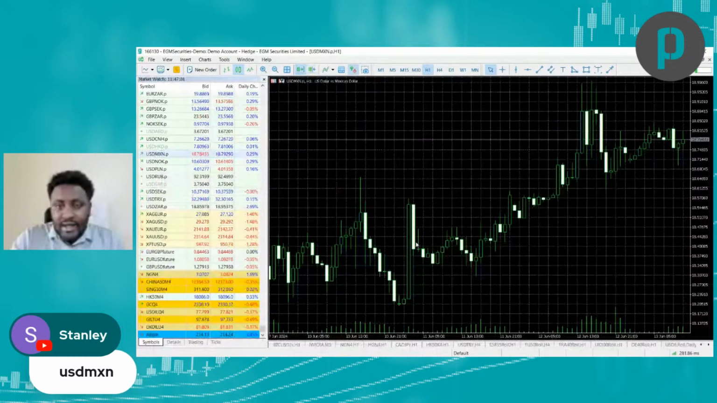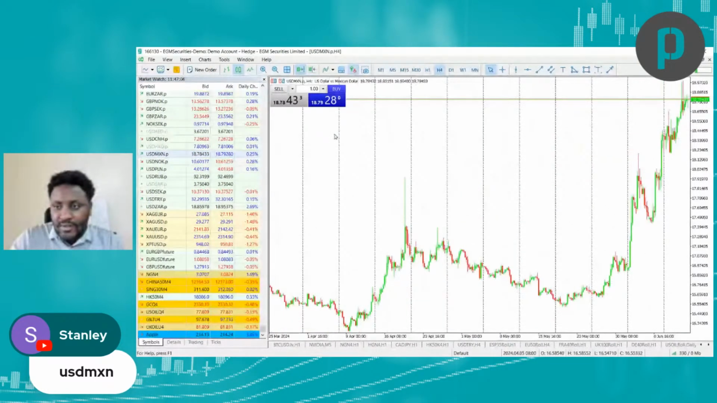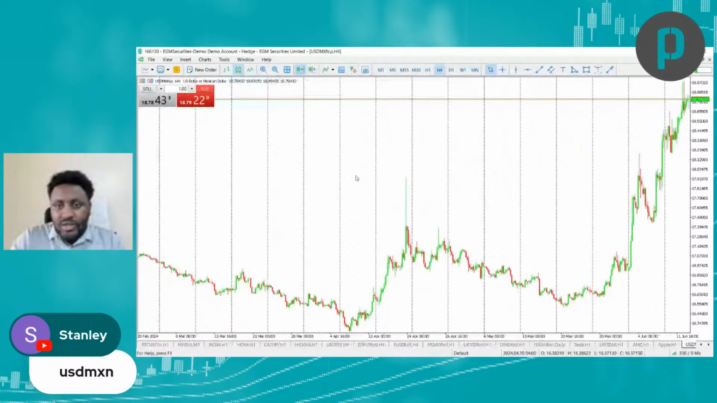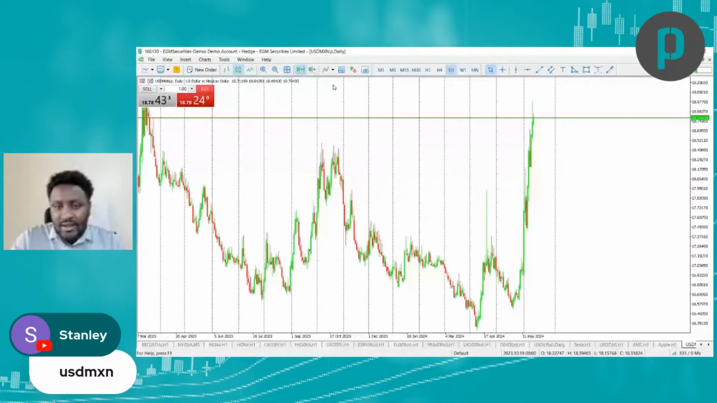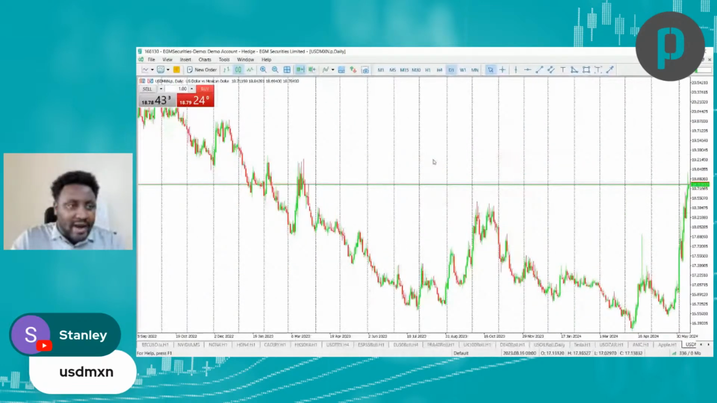So the dollar still continues to gain against the Mexican peso, especially after the recent elections. Strong bullish momentum, of course, from the daily chart. This is how it looks. So it seems like a major reversal of the currency.